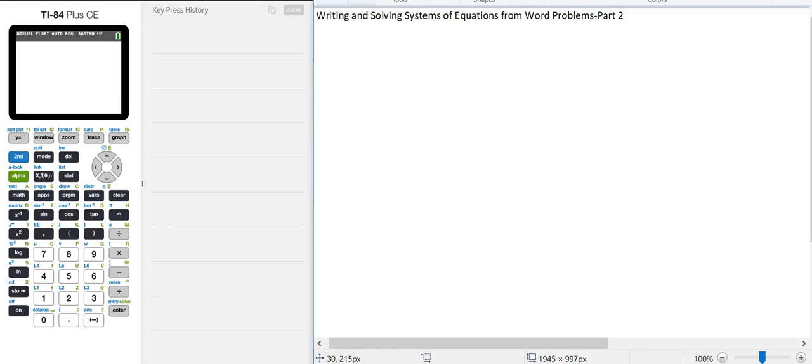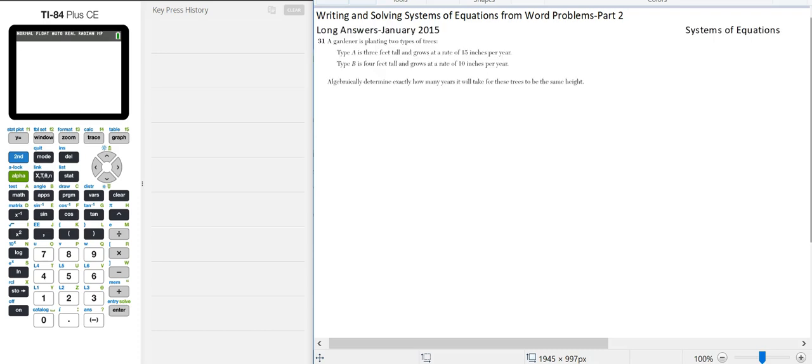This is Writing and Solving Systems of Equations from Word Problems, Part 2. In this video, we're going to look at 3 word problems from past Regents questions involving writing and solving systems of equations. This is question number 31 from the January 2015 Algebra 1 Regents.